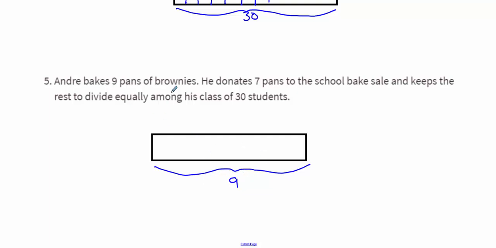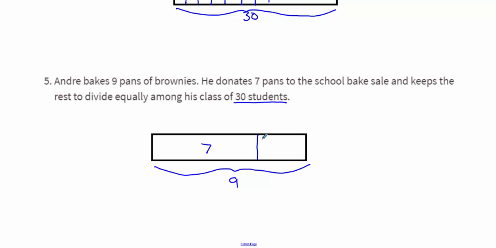And what does he do with those brownies? Well, he donates 7 pans to the school. So here we have, out of the 9, 7 pans over here. And what is this amount? This must be the other 2 pans that he's going to divide equally among 30 students.